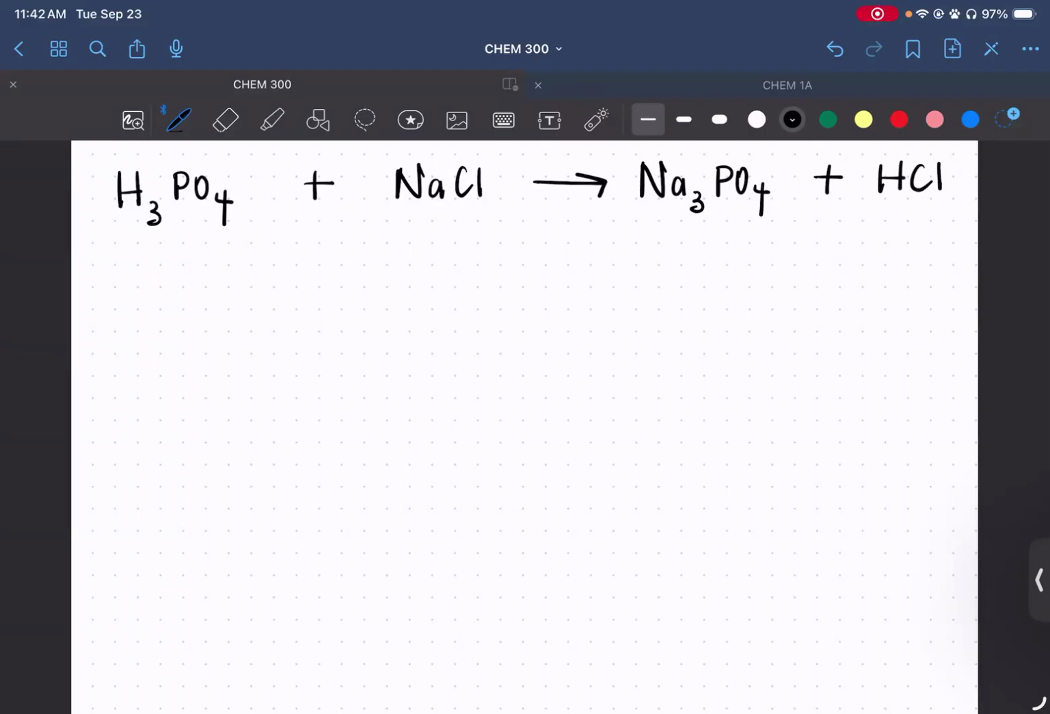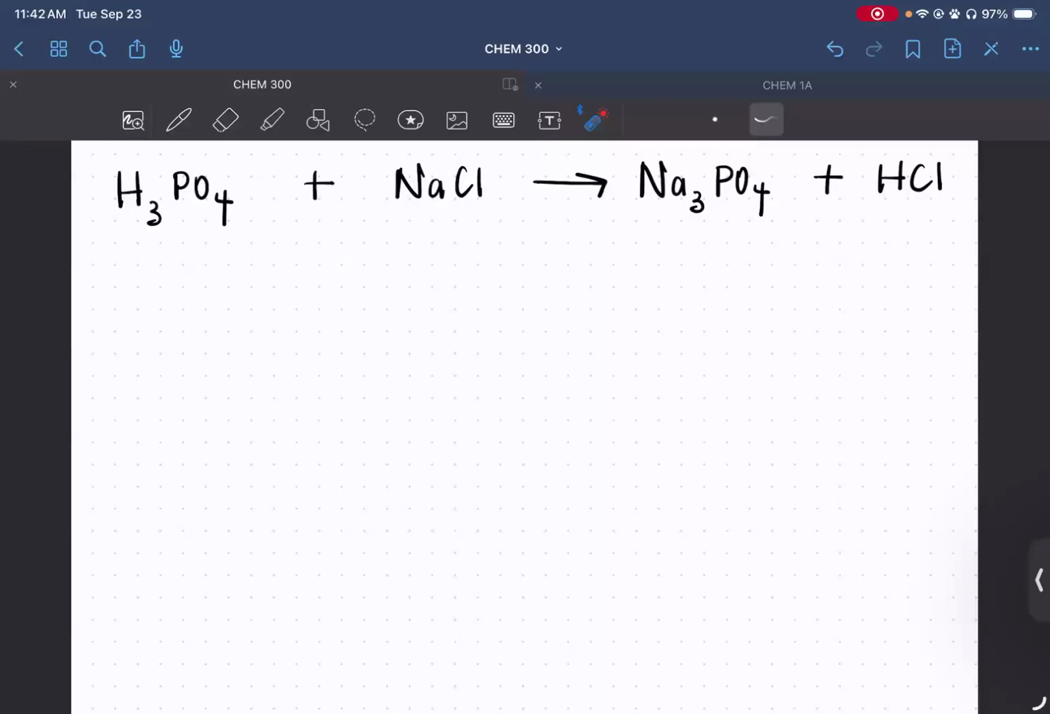At this moment, you do not know how I got the products. We're not there yet. All we're focused on right now is balancing, numbers, counting. As you do more and more practice of these types of questions, you'll be able to start balancing these reactions in your head. That's, of course, the ideal outcome by the end of the semester. But right now, in the beginning, we're still learning.